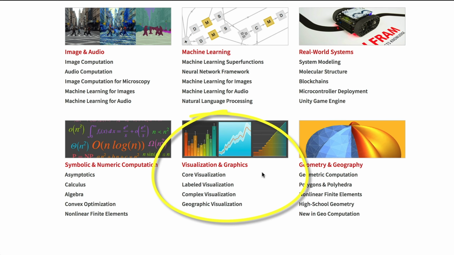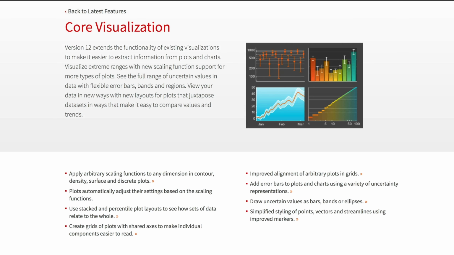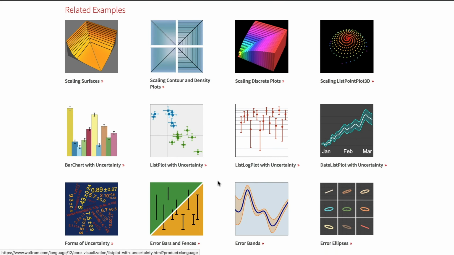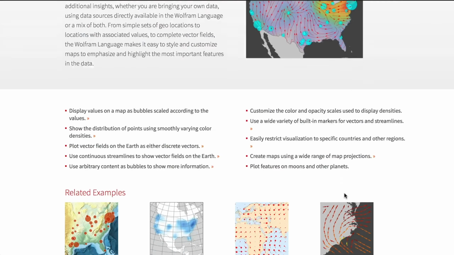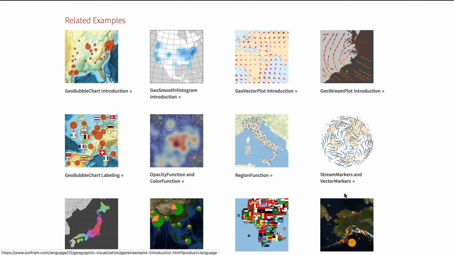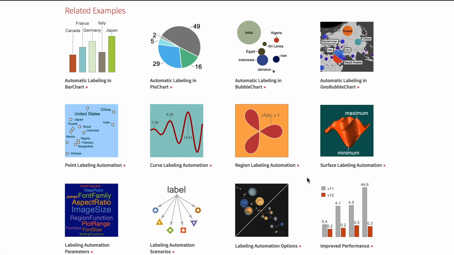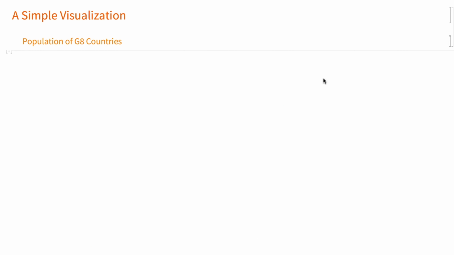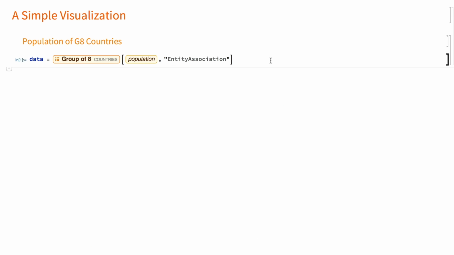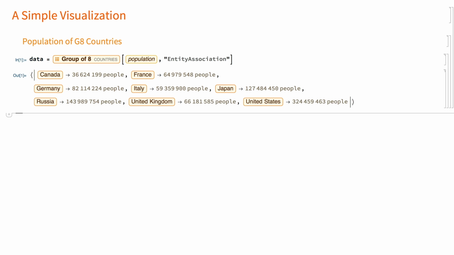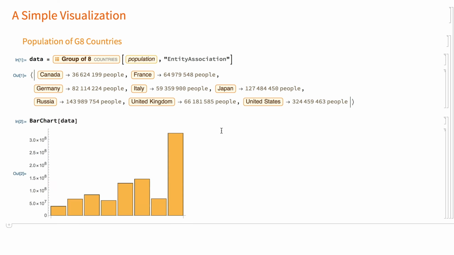Visualizations form an integral part of this stage of the workflow. Pictures can communicate a lot more than tables of numbers. Let's look at a few examples of creating interesting visualizations in the Wolfram language. These are the populations of the G8 countries. Hard to decipher anything from a bunch of numbers like this, but seeing them in a bar chart helps us compare the numbers much better.